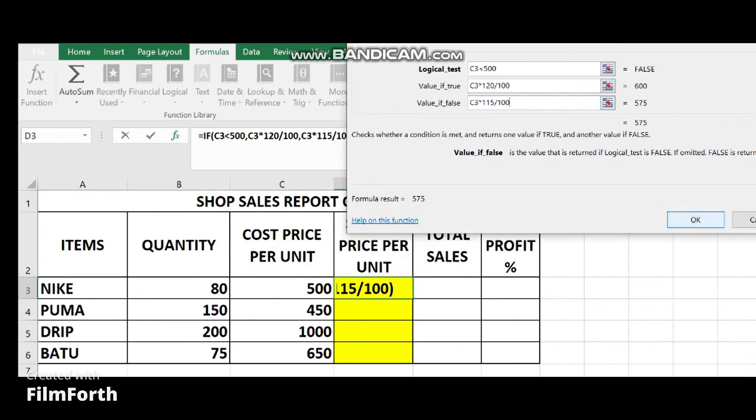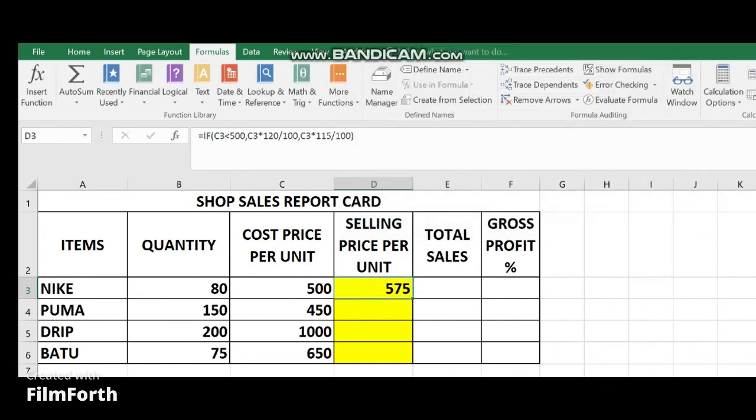Then you're going to press enter, and you realize that it has added the 20% to the 500, and then we use the fill down function to calculate the rest. If you click on this one, all of them, the formula has been copied across.